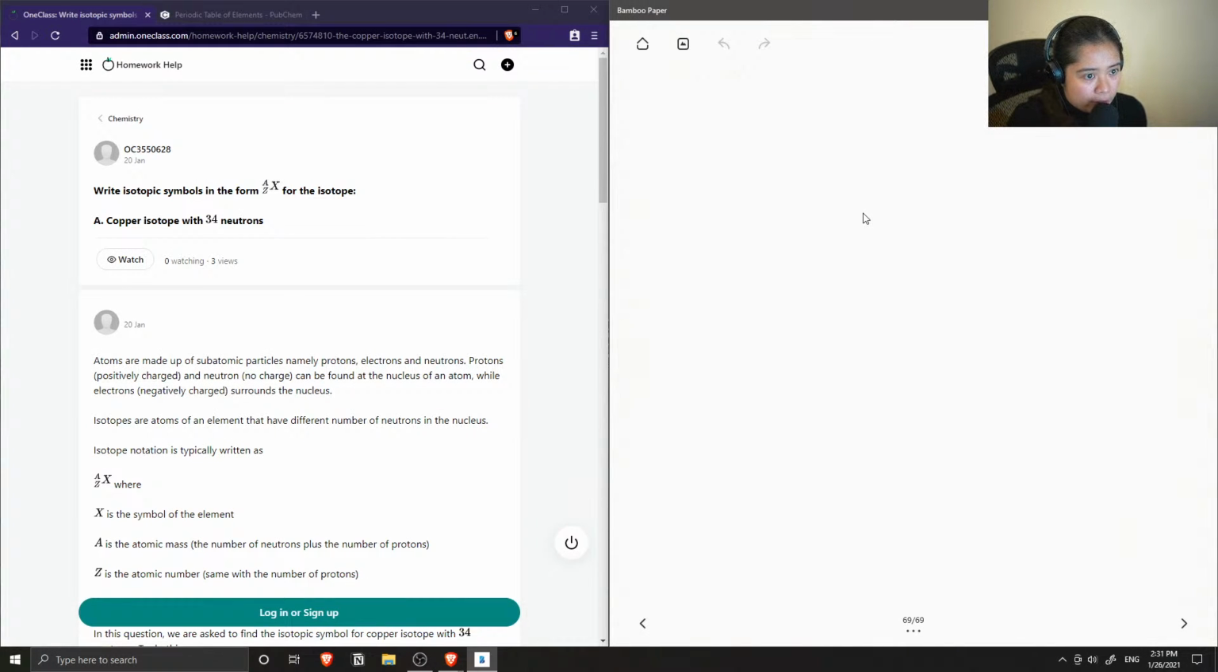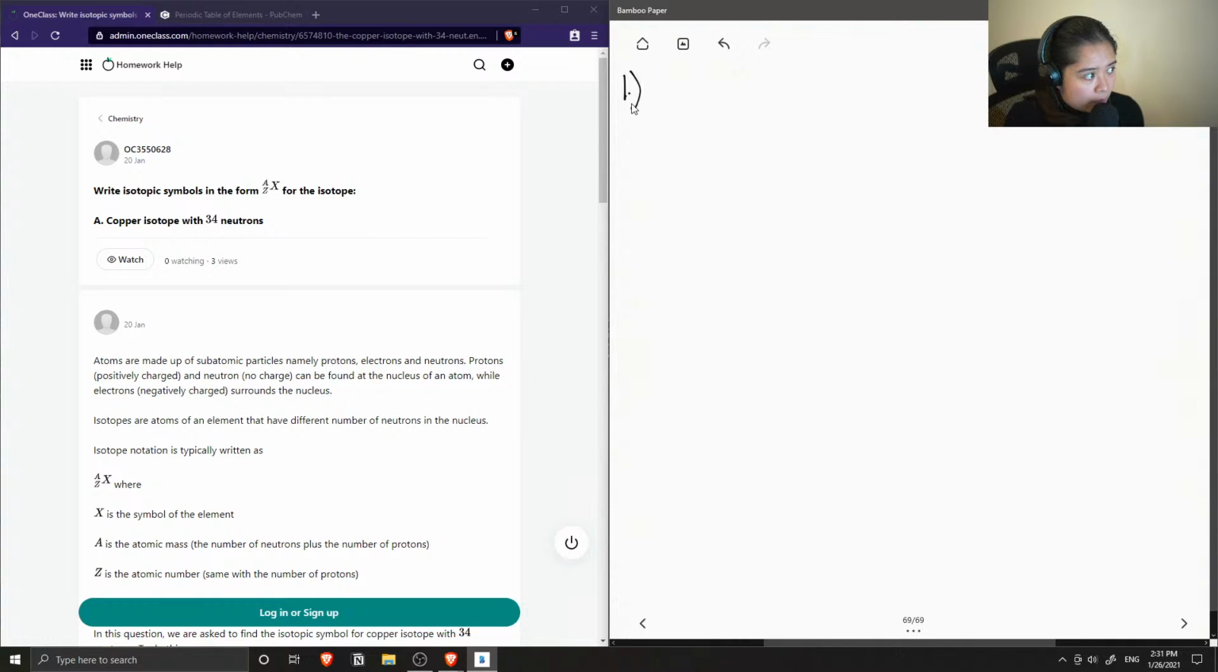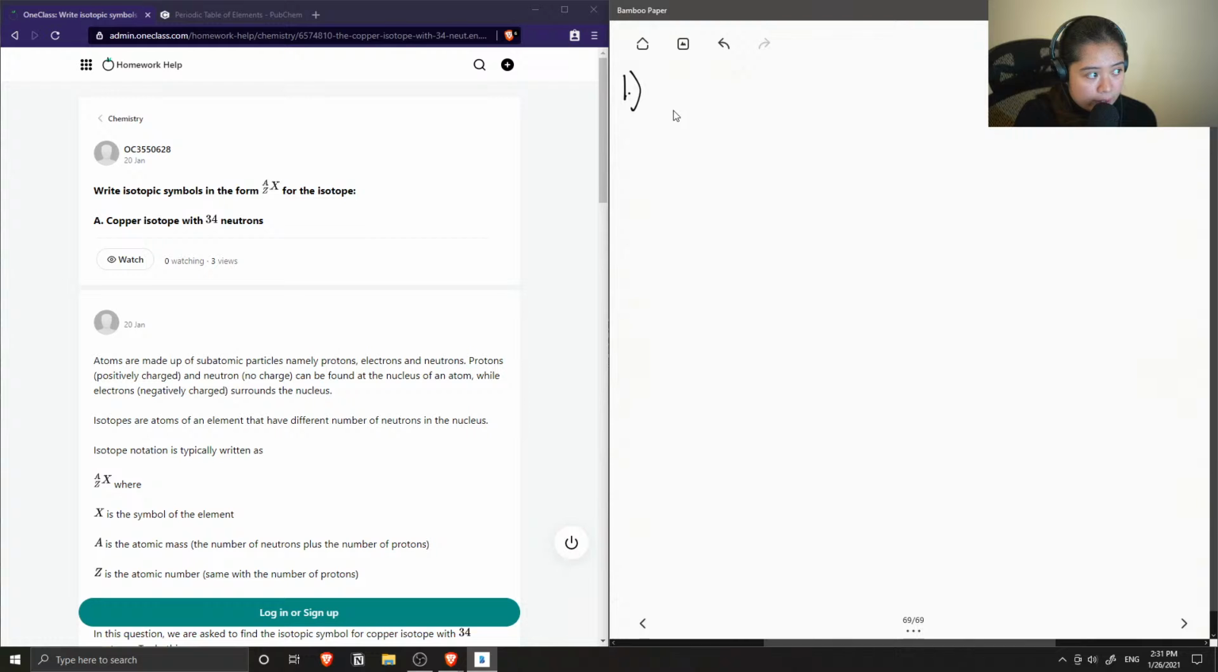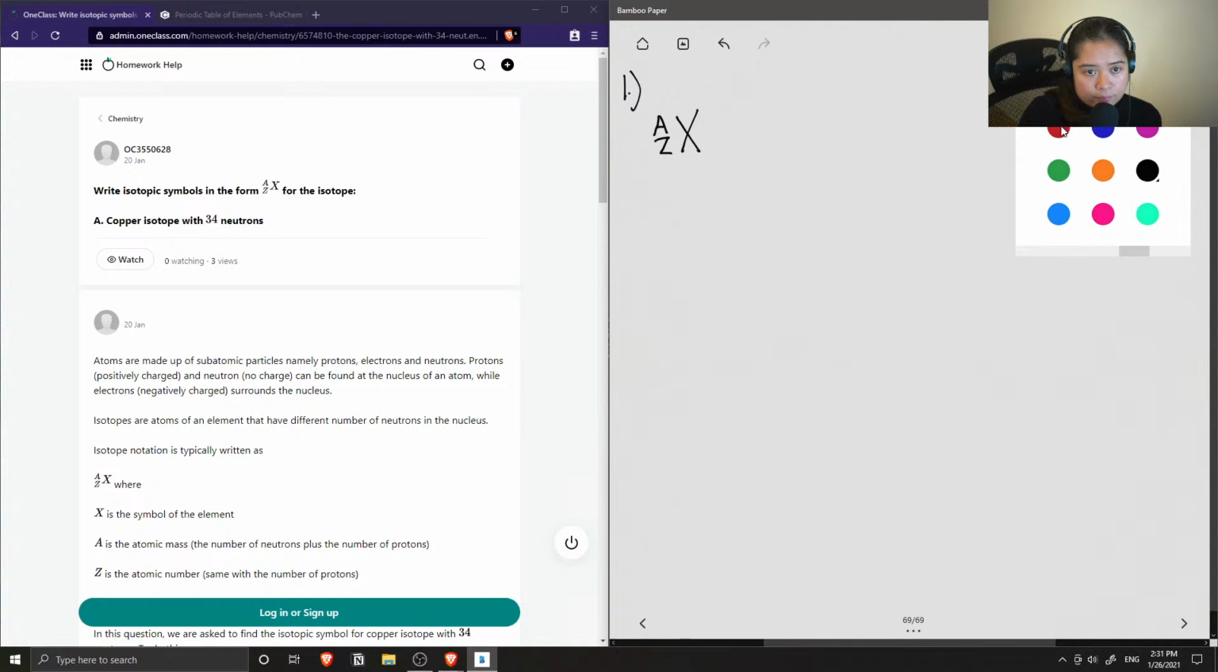Okay, so question 1. Write isotopic symbols in the form of AZX for the isotope of copper with 34 neutrons. So first, let's try to define A, Z, and X when used in this context. So X is pretty easy. It is pretty much just our symbol, which tells us which element that we have.